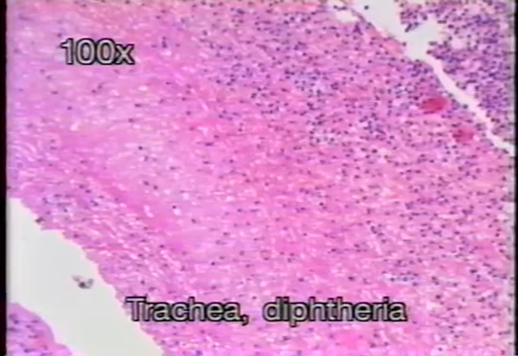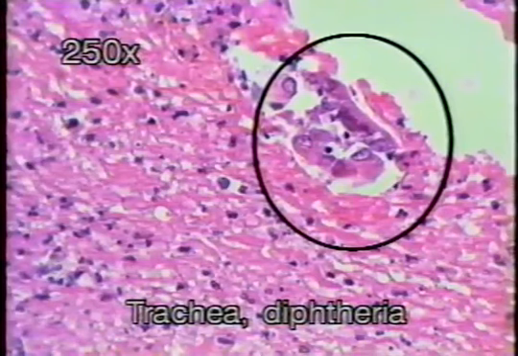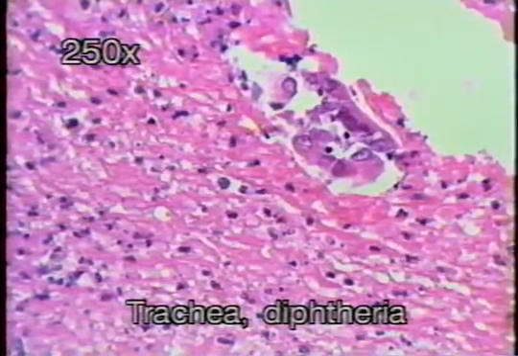At higher magnifications, the membrane is seen to be made up of abundant fibrin, which has trapped large numbers of polymorphonuclear leukocytes. Necrotic mucosal epithelial cells can be seen occasionally, and many of the leukocytes are also undergoing degeneration and necrosis. The bacteria cannot be seen without special stains. The diphtheric membrane is only loosely attached to the bronchial or tracheal wall. It can easily be detached and cause asphyxiation, especially in children.